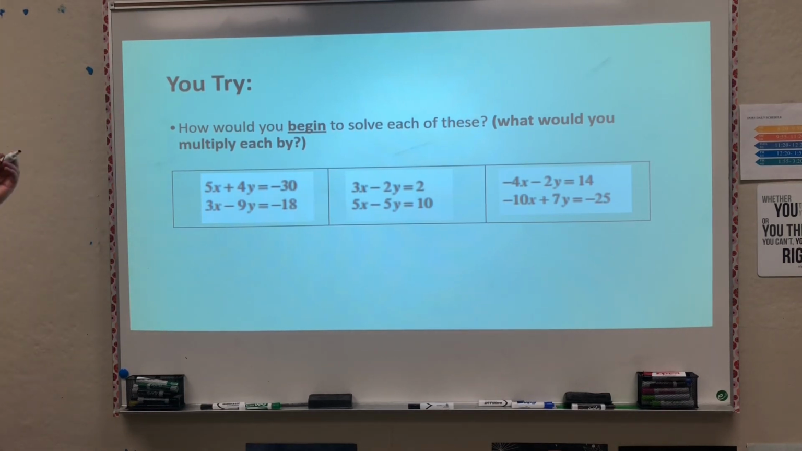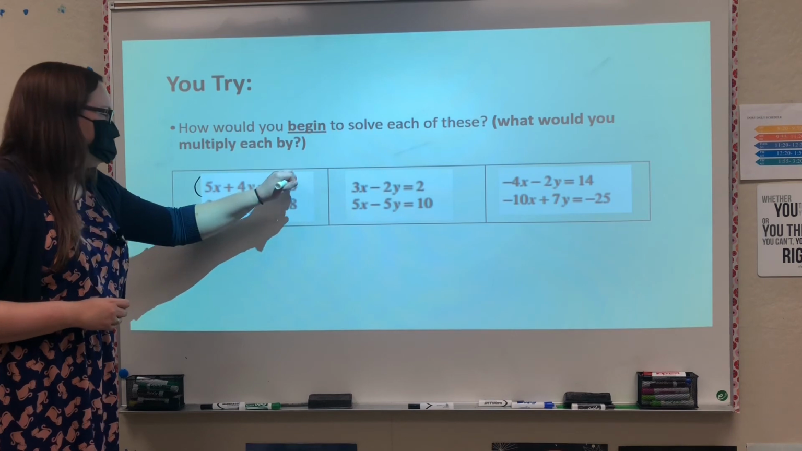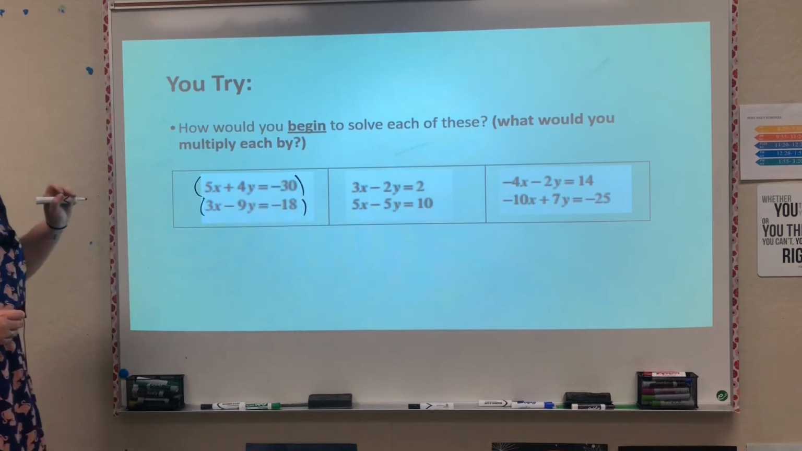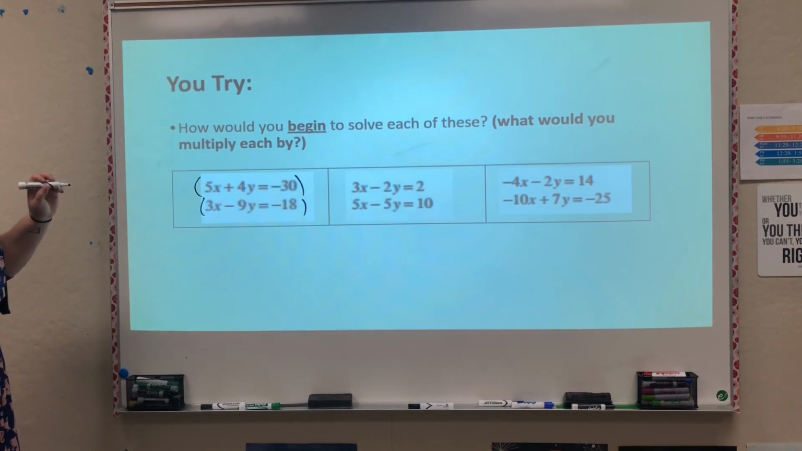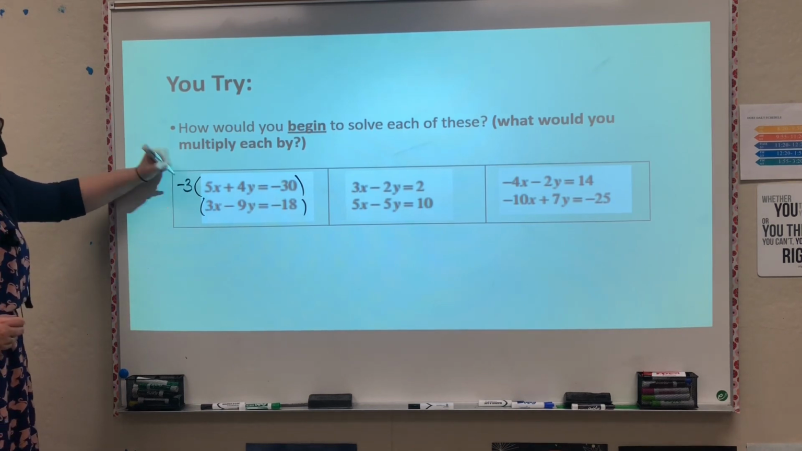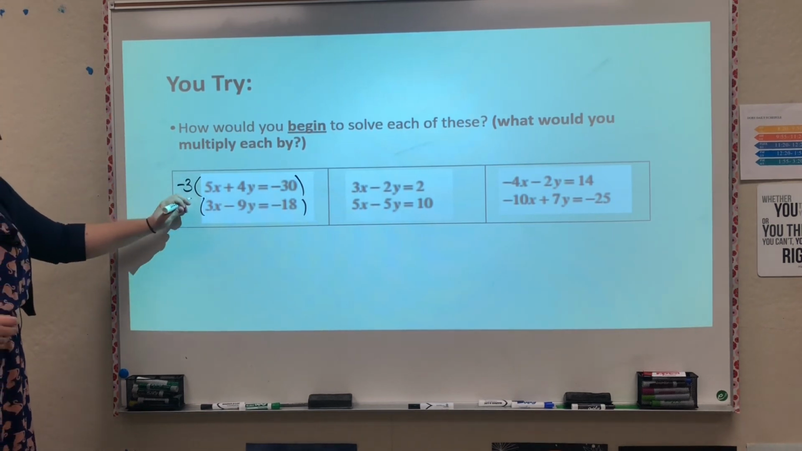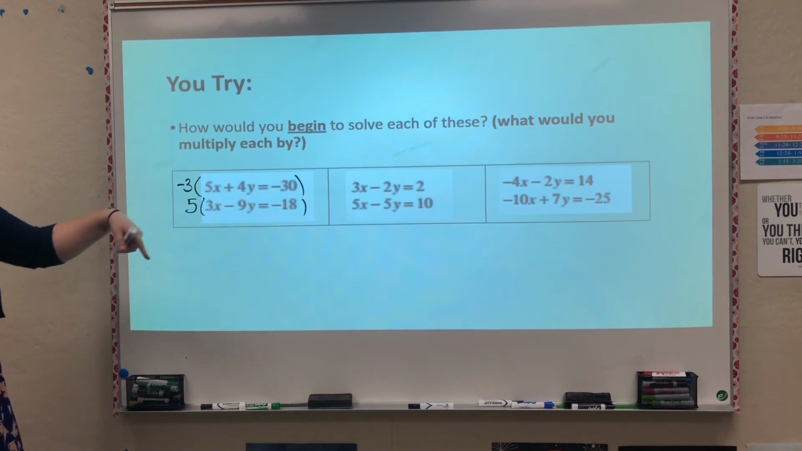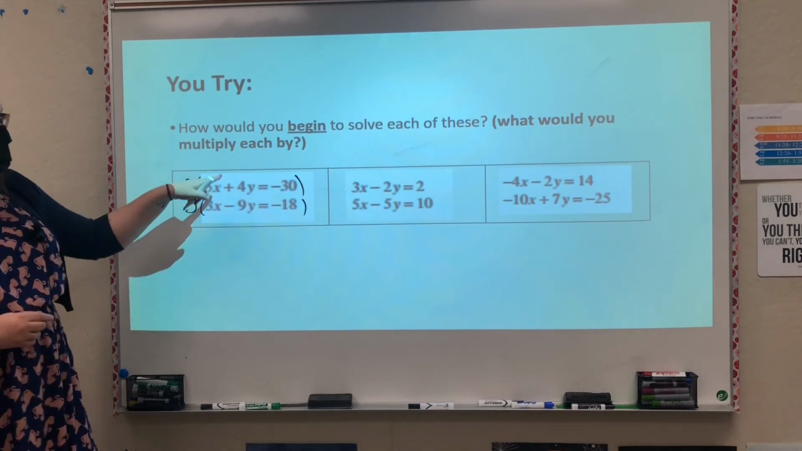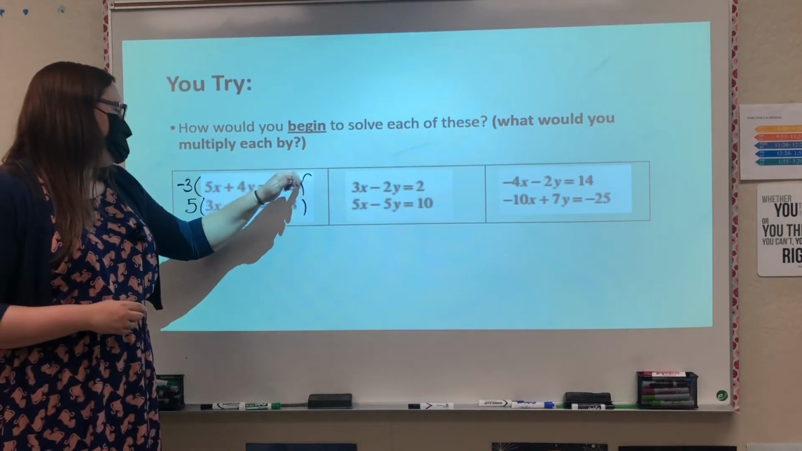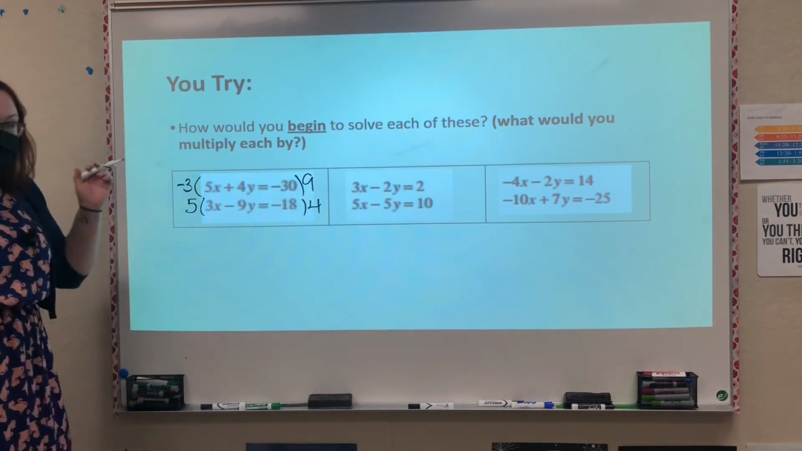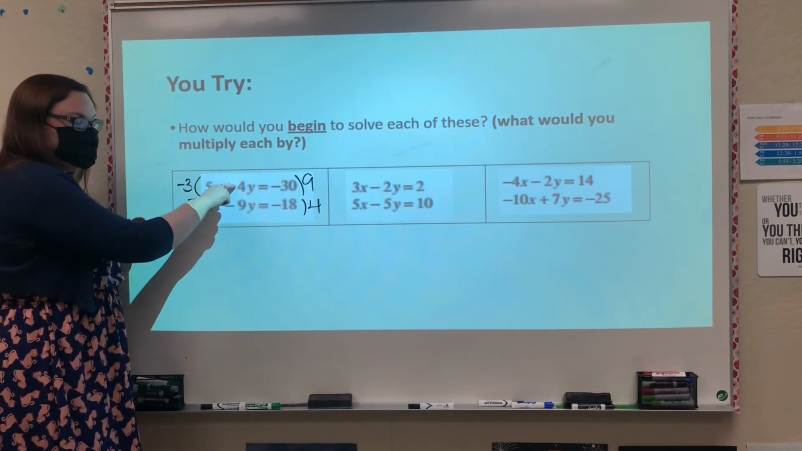Okay. You got them? All right. This first one, tell me what you were doing. You multiply the first one by negative 3 and the bottom one by 5. Yep. That would work to eliminate your x's. If you wanted to eliminate your y's instead, you could have done a 9 and a 4. You don't have to worry about a negative sign because they're already different signs.